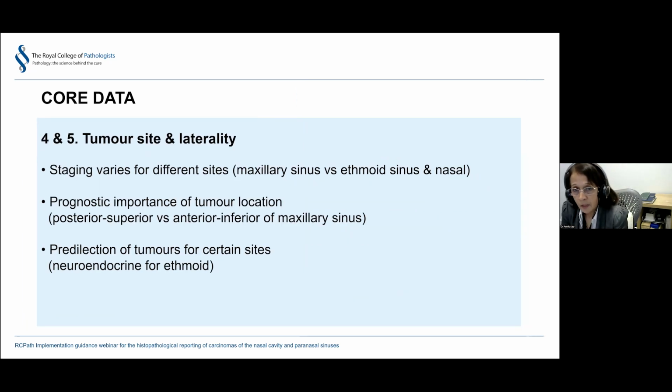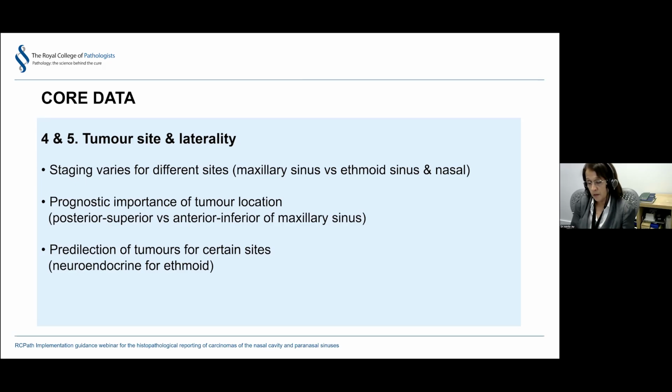So the fourth and fifth dataset items that are core are the tumor site and laterality. And the tumor site, again, is really important because the staging system varies. We have two different staging systems. One is for the maxillary sinus, and the other staging system is for the ethmoid and nasal cavity. And so it's really important to know the epicenter of the tumor.